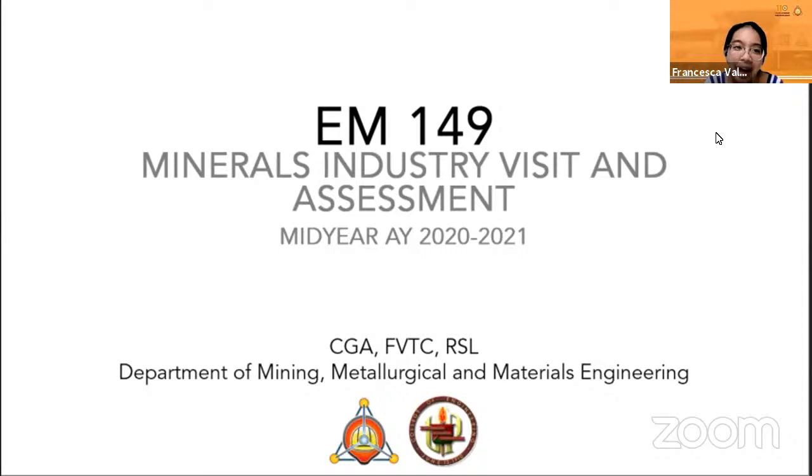So, syempre, bago tayo makapunta sa field or bago tayo makavisit dun sa mga minahan, we have to have a sort of safety briefing. So, typically, the safety briefing, this orientation, would also be given by the respective mines. Kasi syempre, kung may mga visitors, they have to make sure that everyone is safe and sound. So I'm just going to discuss what would generally be discussed din sa inyo. So it's as if magkakaroon talaga tayo ng deployment in the field.